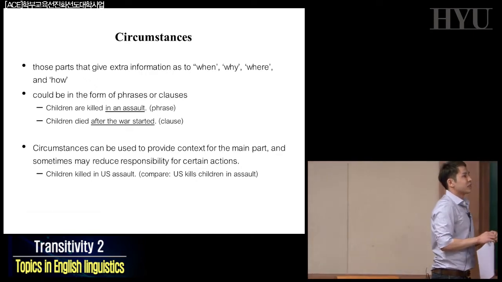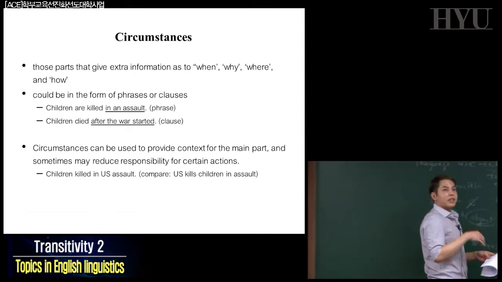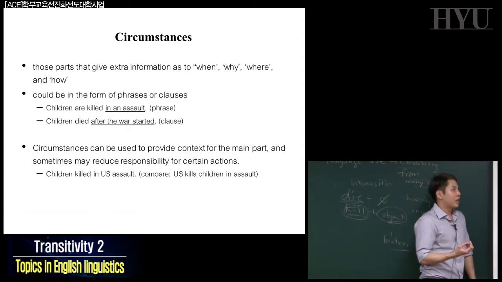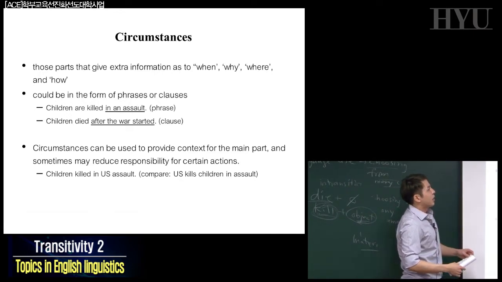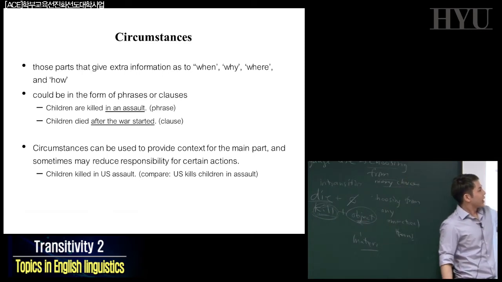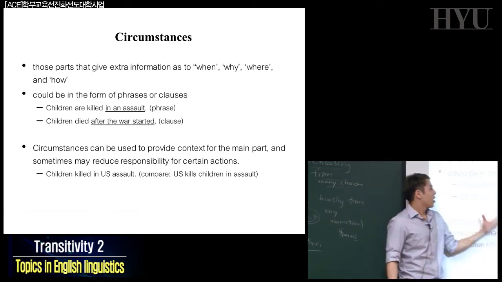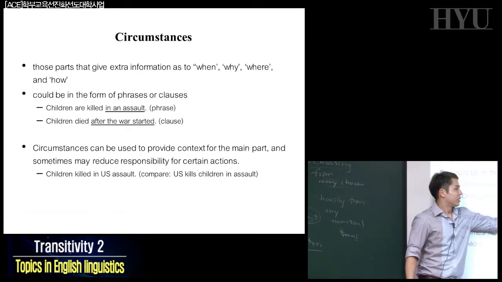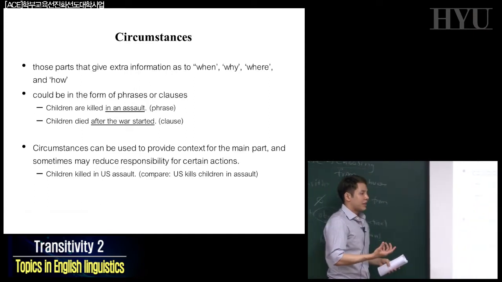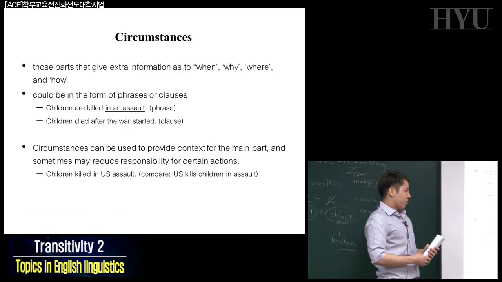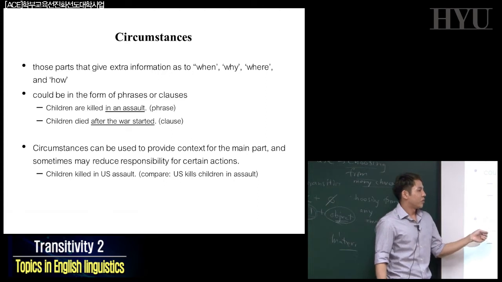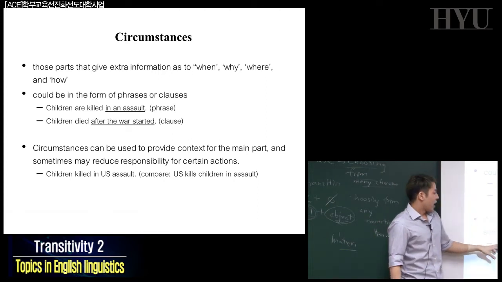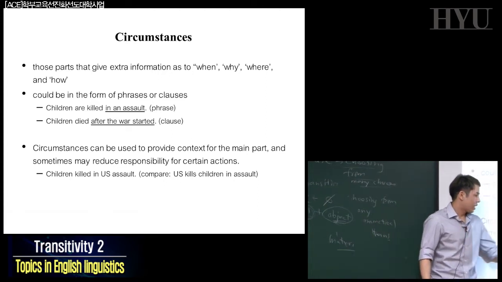On the other hand, circumstances are also important. Circumstances are extra information, right, that you get in prepositional phrases, adverbial phrases, and so on. Like children are killed in an assault, so this is a phrase, or children died after the war started, so this is a clause. So circumstances can come in many forms, and they can be used to provide context for the main part and may reduce responsibility for certain actions. Children killed in U.S. assault, for example.